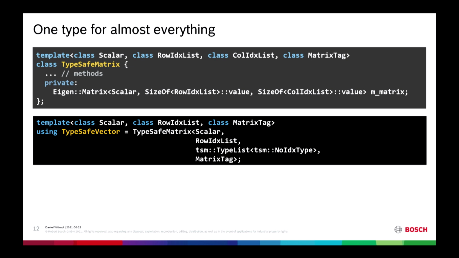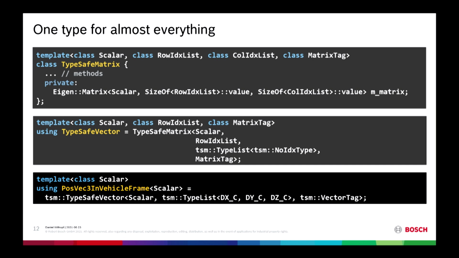Now we can create our first alias. That here would be a type-safe vector. And the type-safe vector is just a type-safe matrix with a given scalar type, the given row index list. And as columns, we use sort of an empty type. I call it no index type. This is simply a type that does not influence the physical unit, because in a vector, the column doesn't have a unit. But I needed an index for the column, so I use here sort of the empty type as the column unit.